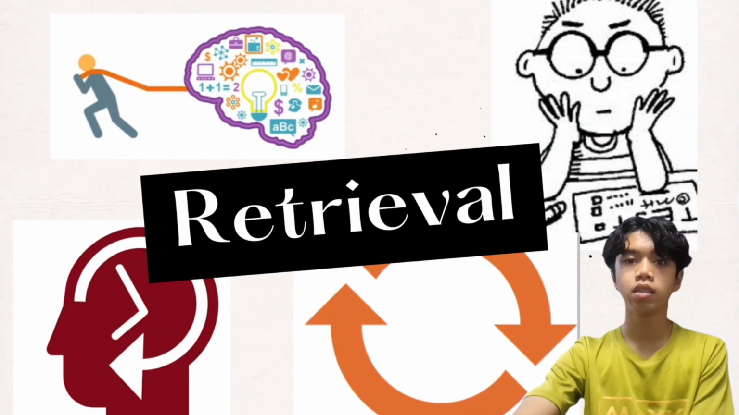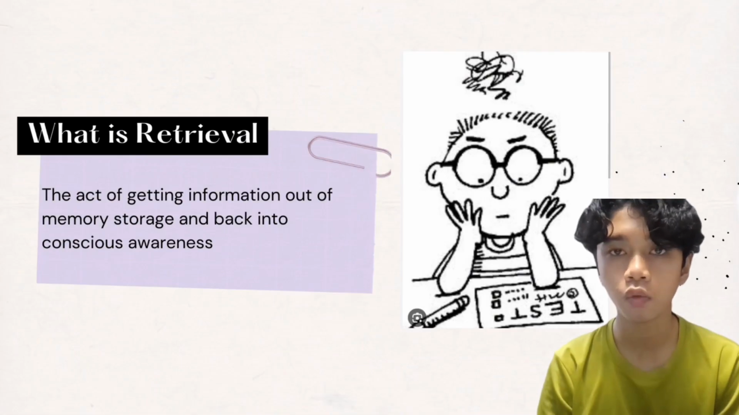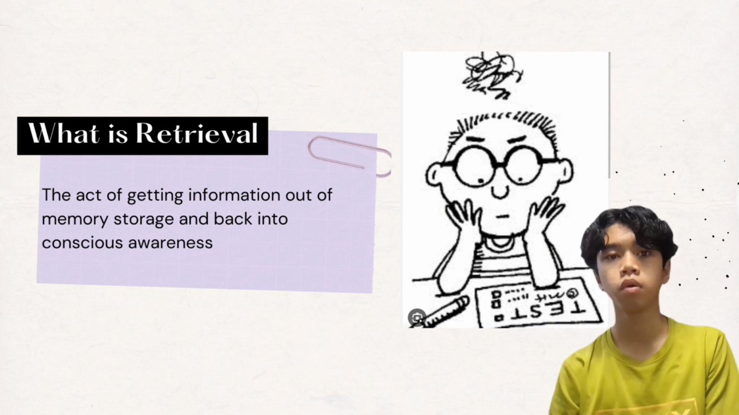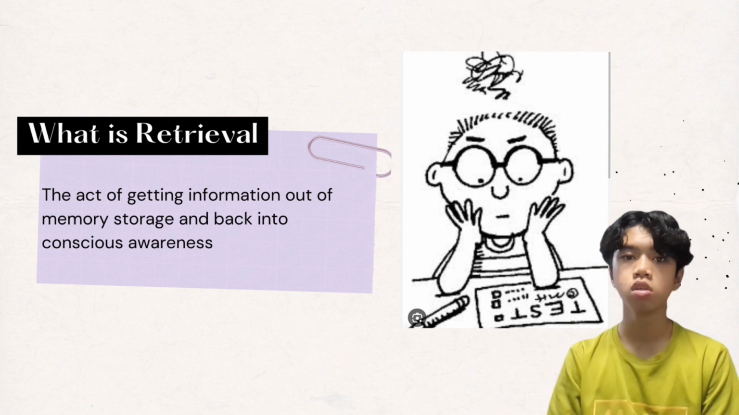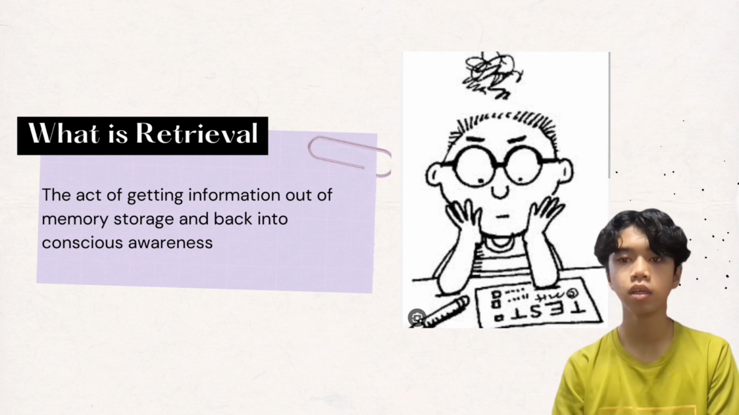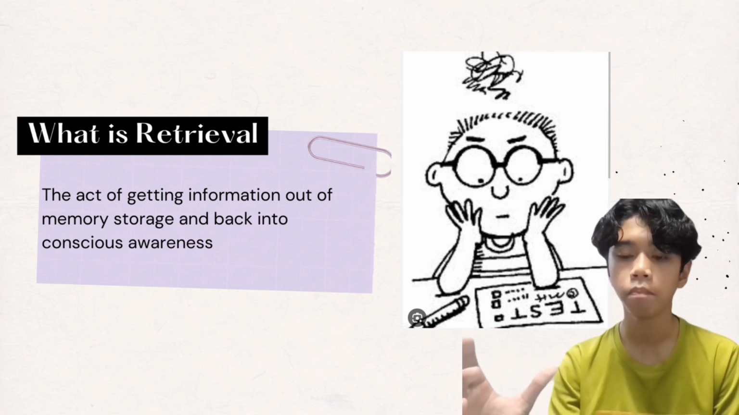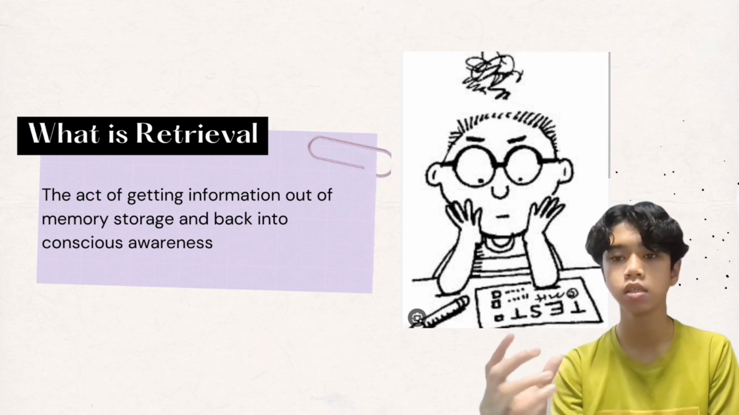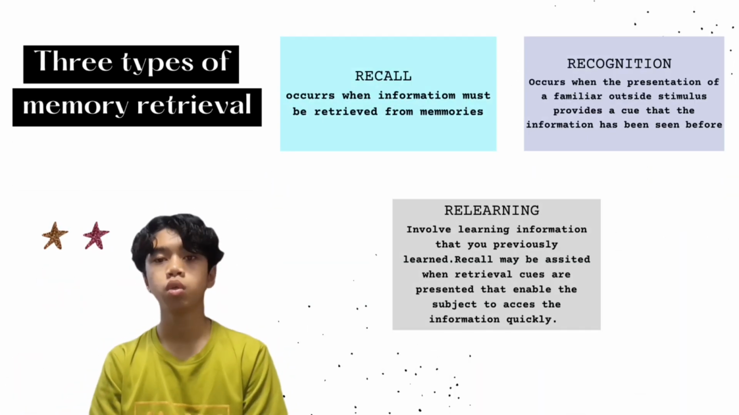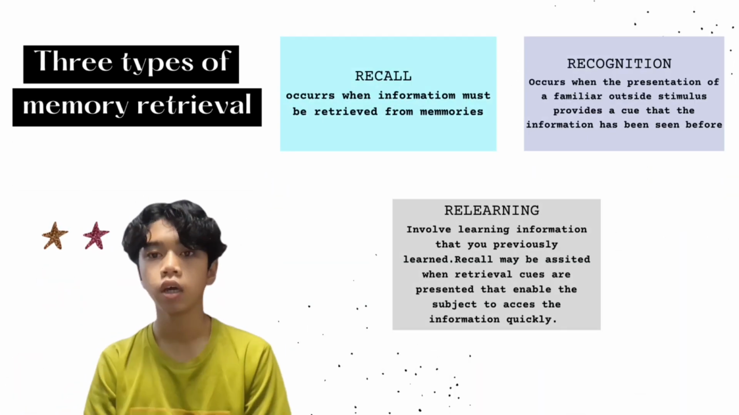Next, what is retrieval? Retrieval is the act of getting information out of memory storage back into conscious awareness. It's similar to finding and opening a paper that you previously saved to your computer. There are three types of retrieval, which are recall, recognition, and relearning.